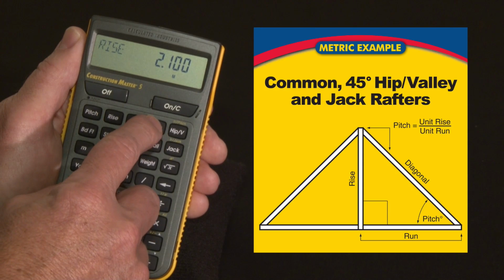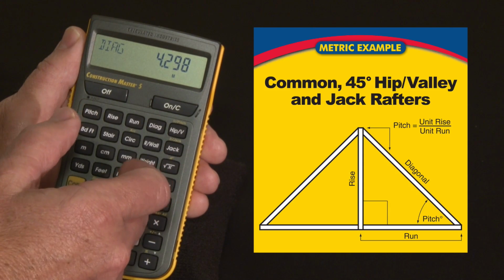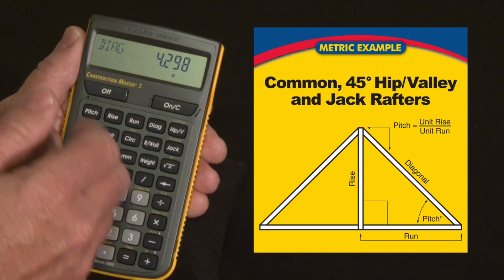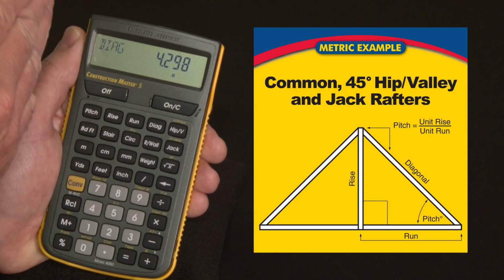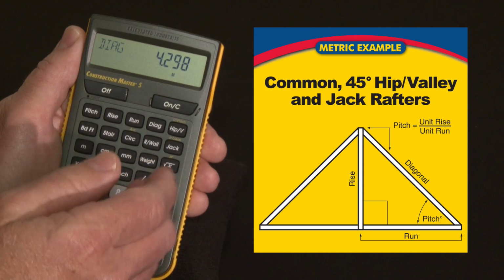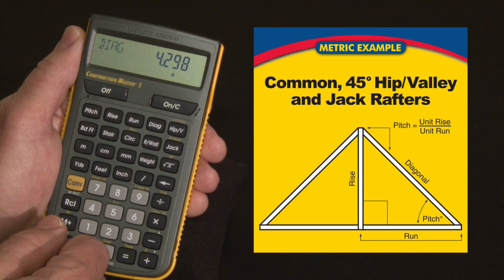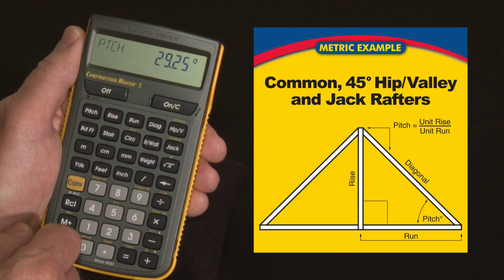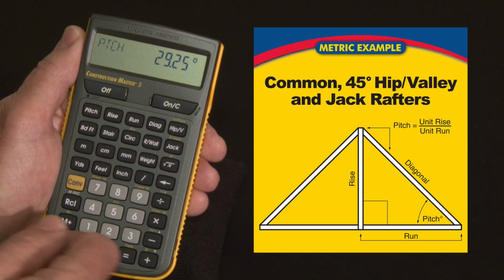And now all I do is press the diagonal key, and it gives me the hypotenuse. It's 4298 millimeters, and that's point to point. That's exactly the center of the ridge to the outside edge of the plate. So you're going to need to adjust for half the thickness of the ridge and add any kind of overhang that's necessary. You can also see what the pitch is. Press this here. It's a 29.25 degree roof. That's another way you can enter it.